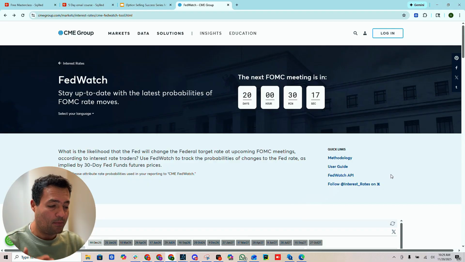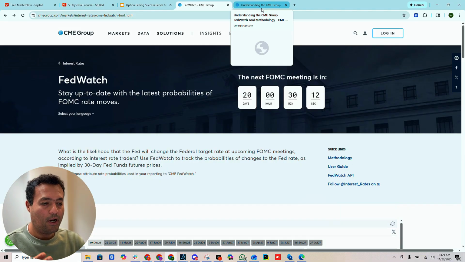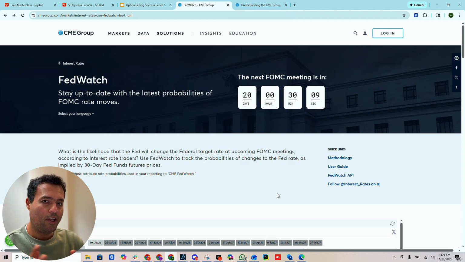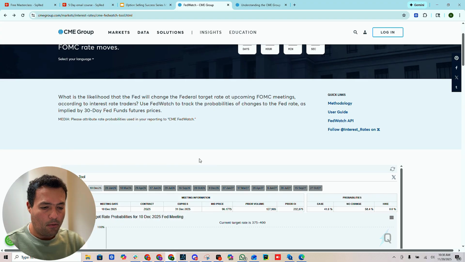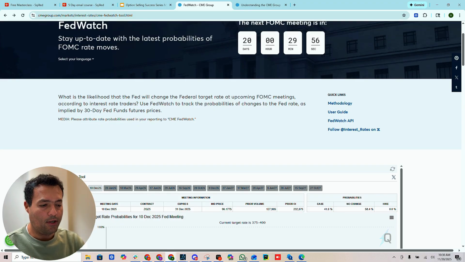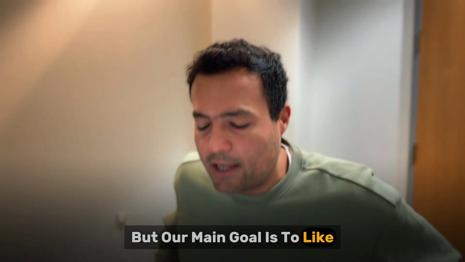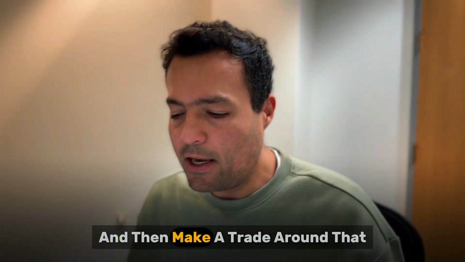I'll do a quick review. There's a longer, more complicated methodology here which you can look at as well, but overall I'm just going to give you a brief overview of what this tool is made up of and how to actually analyze it for your trading purposes. This one is called the FedWatch tool. It tells you the probabilities of the upcoming rate decision in their next meeting. It gives you probabilities for the next so many meetings, maybe the next 10 or 12. But our main goal is to check the next meeting probabilities and then make a trade around that.